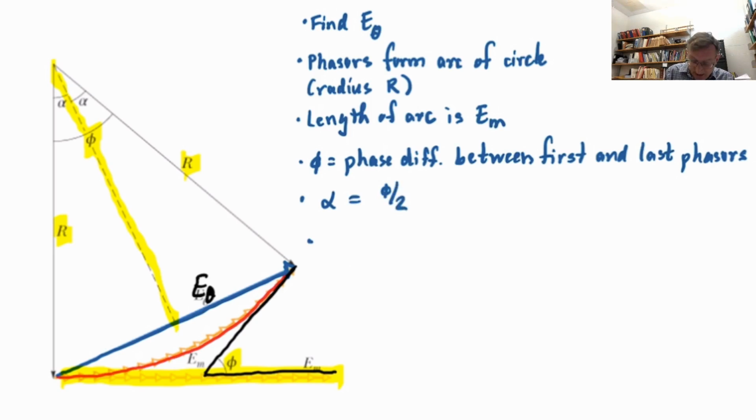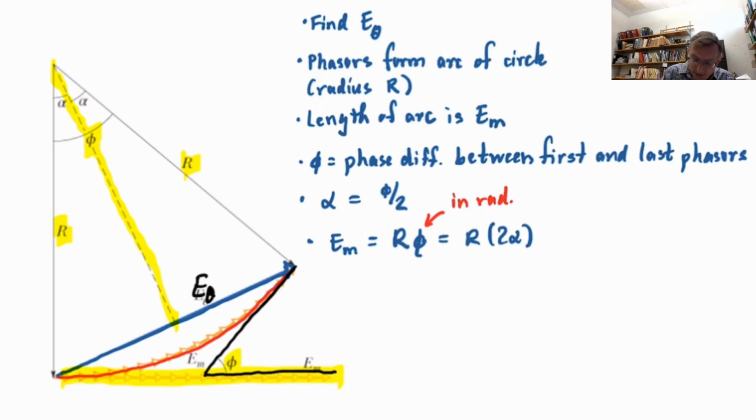And another bit of geometry. The arc length, that's the red arc, that's EM, is equal to the radius times the angle subtended, which is phi. Okay? If phi is in radians, remember. And since phi is equal to 2 alpha, I'm going to write that as R times 2 alpha.